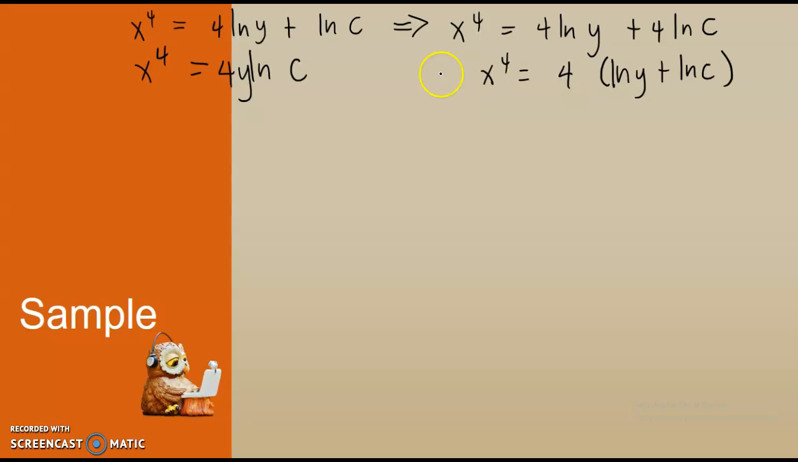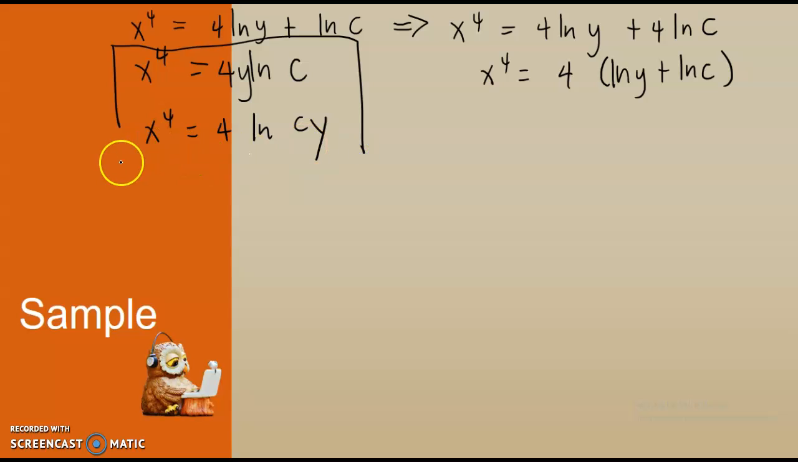Kung multiplication to, magiging multiplication na siya, pwede magiging x to the fourth is equal to 4 ln cy. The same lang po yan. Maalin ang gamitin po natin.